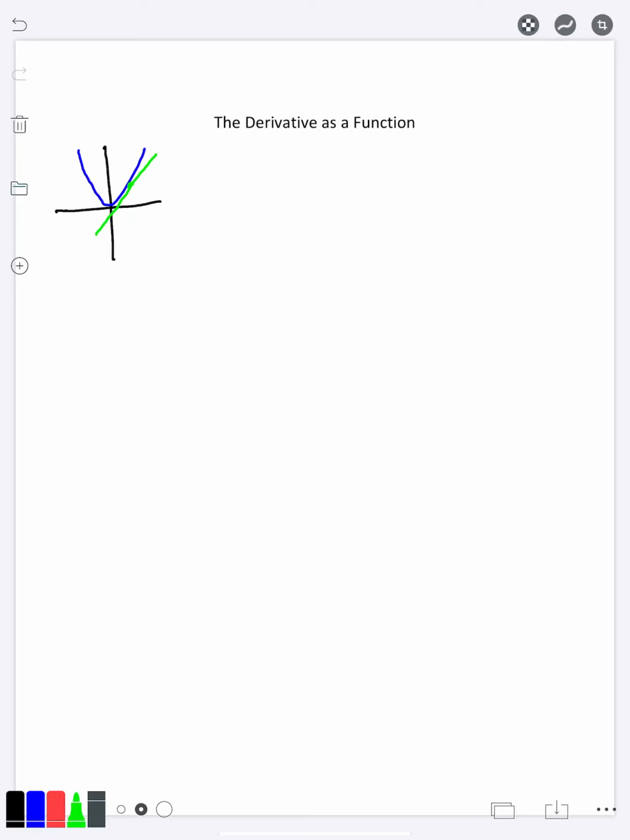So the idea is, instead of doing the slope calculation at a particular point, you're going to do it at a random point x, and then x can be plugged in for whatever you want later on. So how is this going to work?